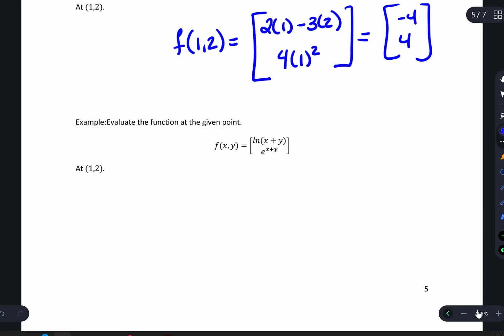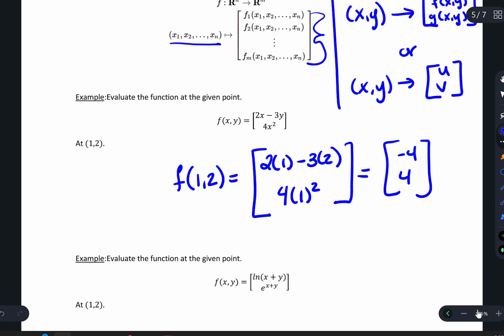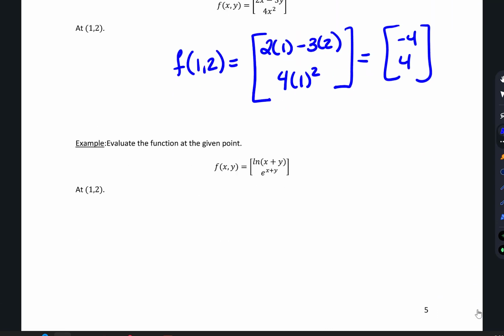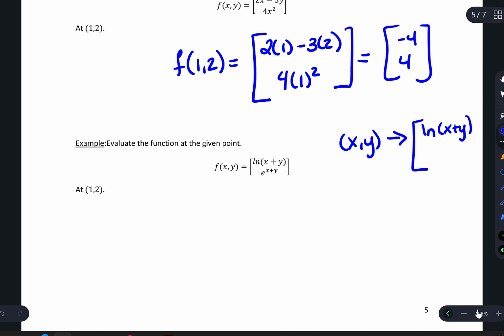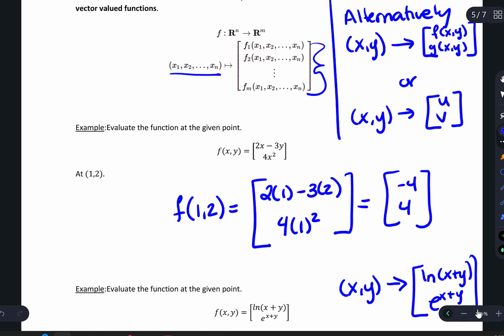Here's another example. Now before we actually evaluate this one, let's practice some of this additional notation, other ways that we could write this function. So we could write the function this way. Another way your book will write this function is the following. And so if we write it this way, corresponding with the top alternative way here, the f of x, y would be the natural log of x plus y, and the g of x, y would be e to the x plus y. Or using this formulation right here, we would say that u is equal to the natural log of x plus y, and v is equal to e to the x plus y.